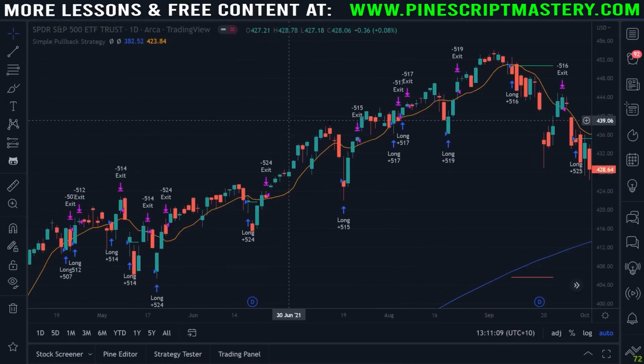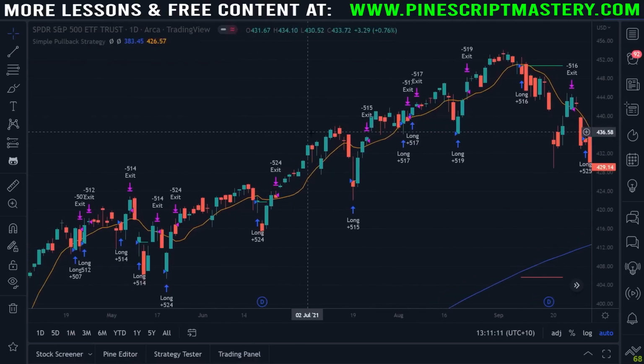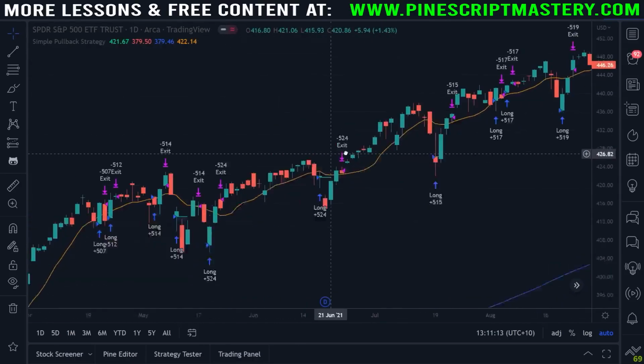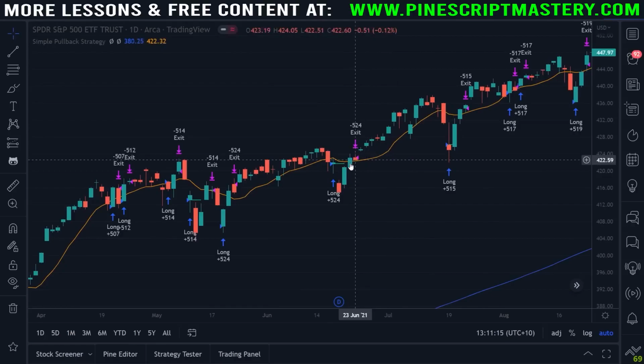One way that I can see here that I thought of earlier this morning is it doesn't make a lot of sense to me to just exit as soon as price closes above the 10 SMA. I prefer to have a reason to exit my trades, and it doesn't have to be a very complex reason, but I prefer it to be a little bit more complex than simply closing back above a moving average.